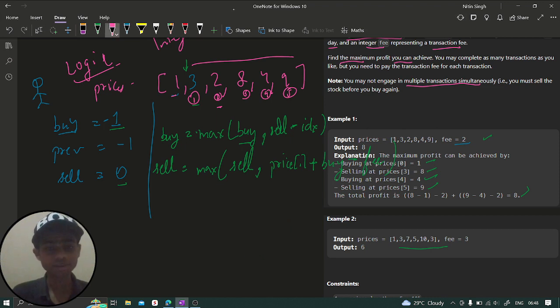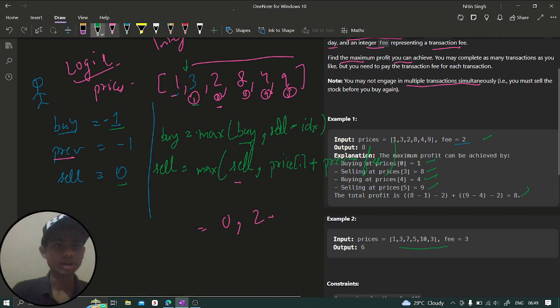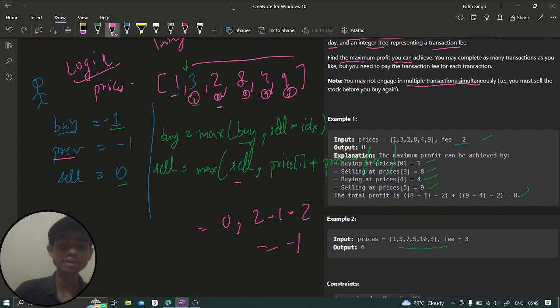After that we are going to check sell. We take the maximum of sell, which was earlier 0, and see what we get via sell. Price of i is 2 plus the previous buy, and I by mistake wrote buy, we have to write previous buy. So previous buy was -1, then -2 for the fee, so we are getting a loss of -1. So we are not going to sell it on this day as well, and sell remains 0 only.